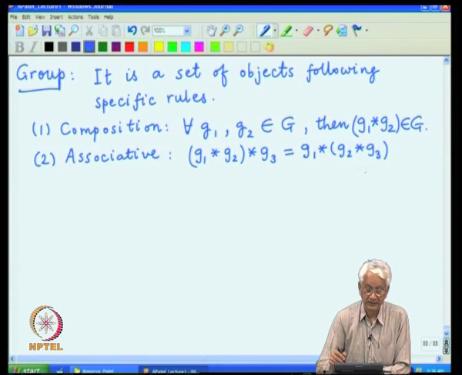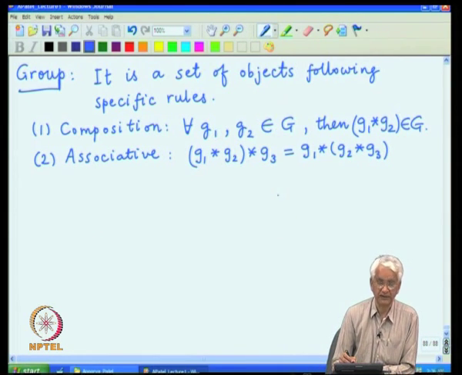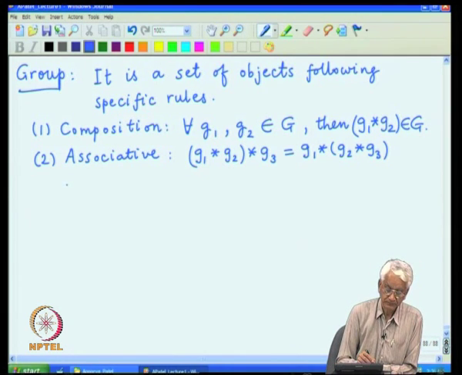On the other hand, the group elements do not have to be commutative, which means G 1 star G 2 does not have to be the same as G 2 star G 1, and both kinds of groups exist. Some of them are called commutative groups and some of them are called non-commutative groups, just depending on the property of the product.